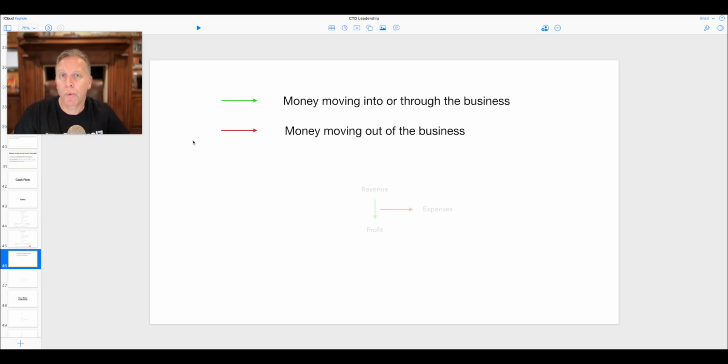When you see a green arrow, that means that money is either moving into the business or it's moving through the business. When there's a red arrow, that means money is moving out of the business. That explains some of this coloration as we go through these next several slides.